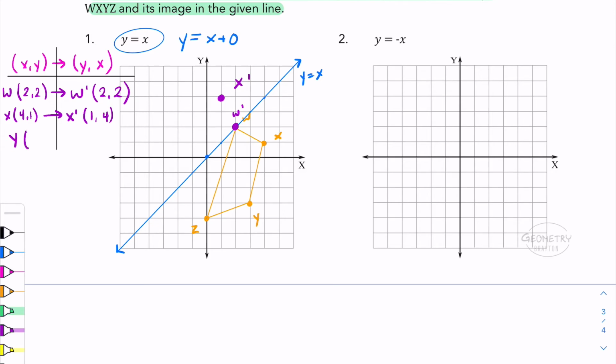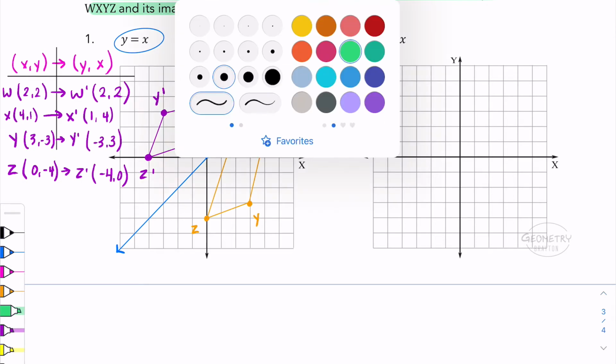Point Y is currently at 3, negative 3. Y prime, when you switch those, is going to be at negative 3, 3. And lastly, point Z, which is located at 0, negative 4. You're going to flip these points, and Z prime is located at negative 4, 0. Connect your 4 points for your quadrilateral, and that is going to be your final answer.